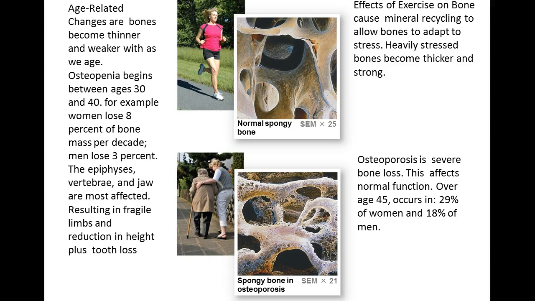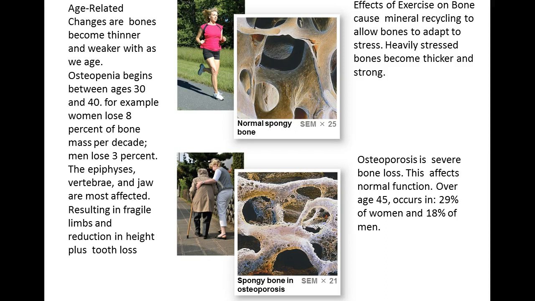Osteopenia can begin, now this is a disease state, between ages of 30 and 40. This would be an accelerated bone loss, so this would be actually bone softening, and then osteoporosis is bone loss. The loss of bone tissue, as I said, is a normal part of aging, but it's not to the rate where you actually have these spontaneous fractures unless you do have osteoporosis. For example, women can lose 8%, men 3%.